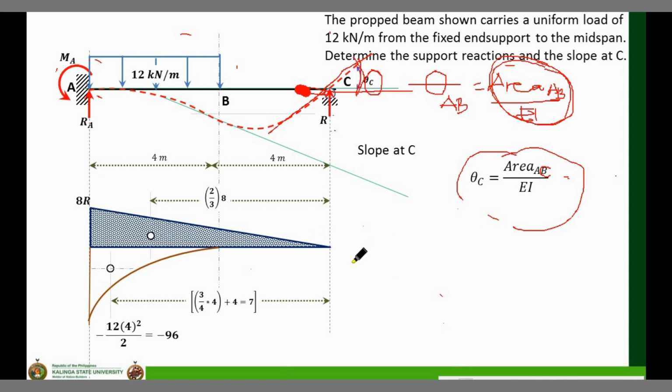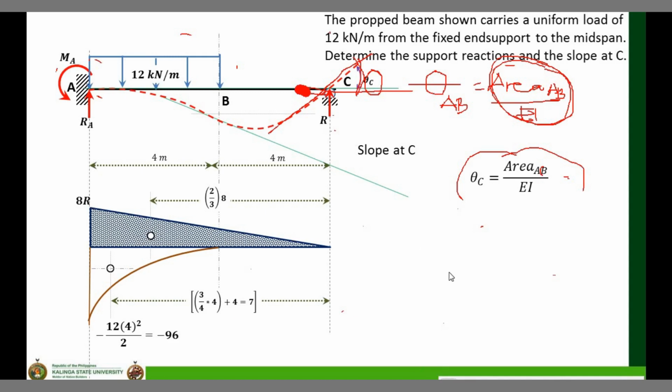So let me draw again. Here is the tangent line at A, here is the tangent line at C. The angle between them is the slope between A and C. Right? If you look at the diagram, this theta AC is the same as theta C. Therefore, the theta AC equation, which is equal to the area of A to C over EI, is the same equation to get theta C. So the area between A to C, again, that should be area between A to C.